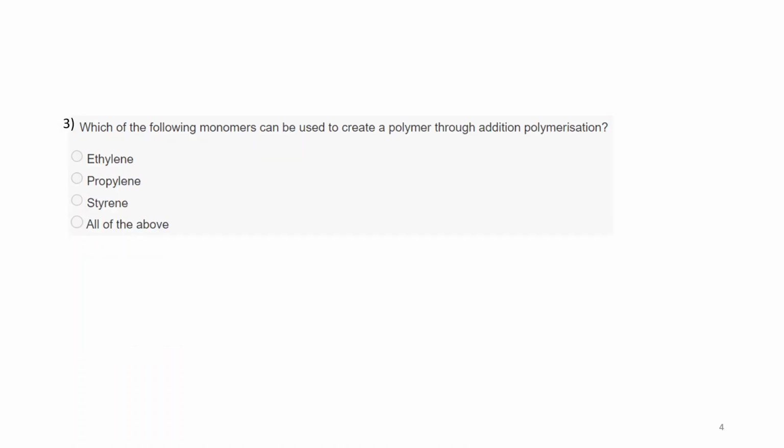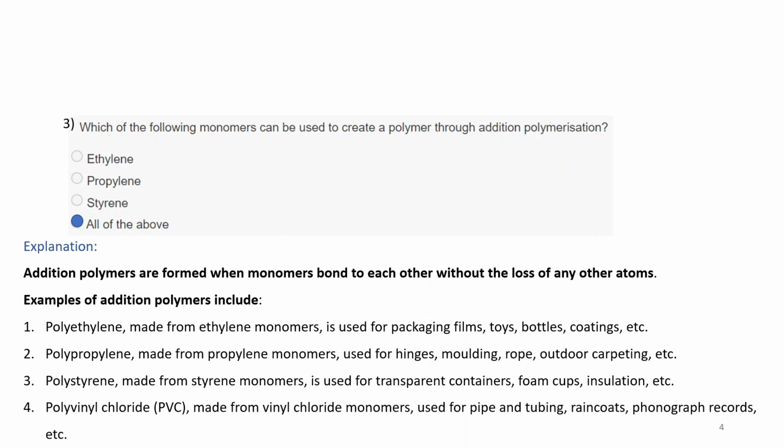Next is, which of the following monomers can be used to create a polymer through addition polymerization? Your options are ethylene, propylene, styrene, or all of the above. So the correct answer here will be again all of the above. Addition polymers are formed when monomers bond to each other without the loss of any other atoms.